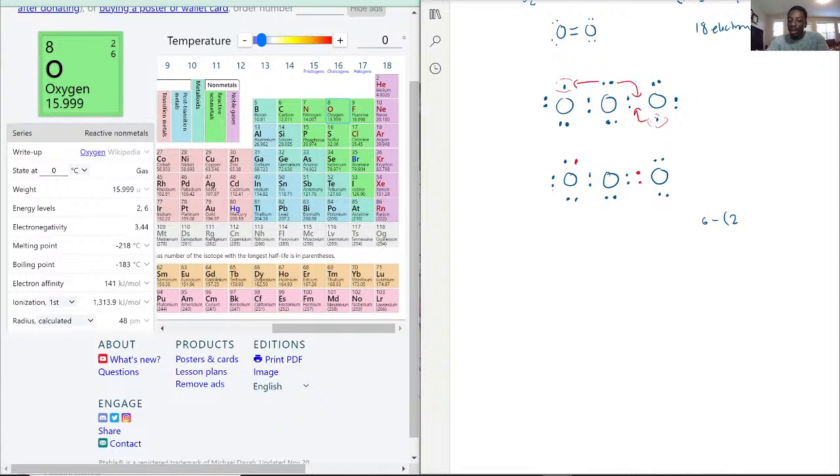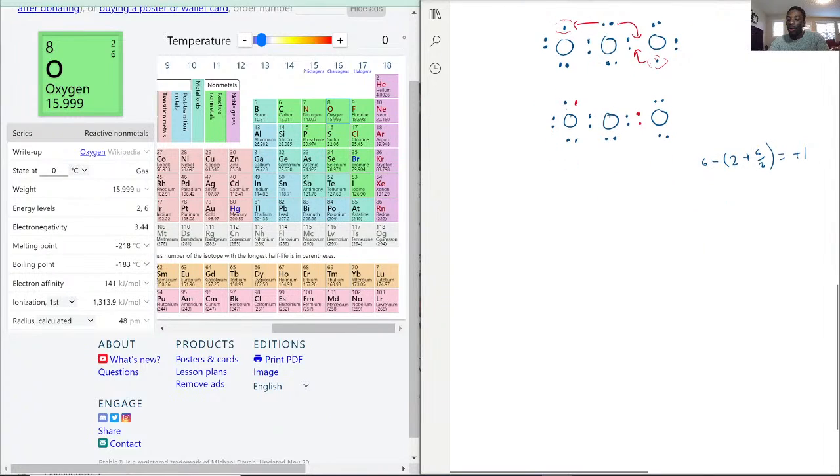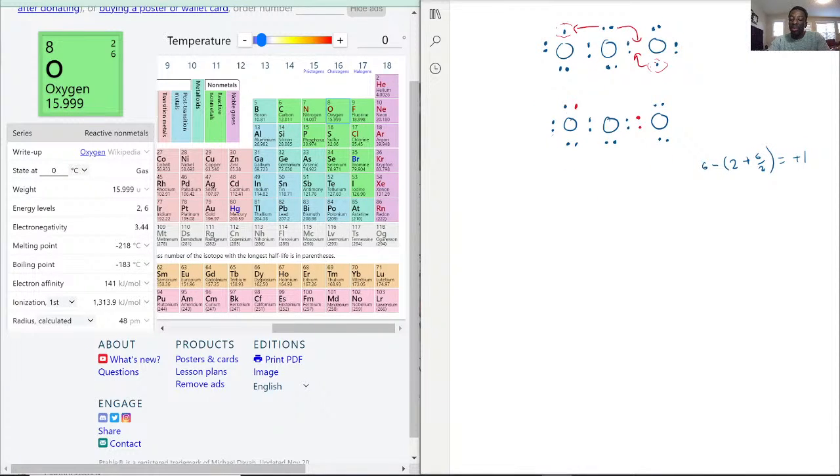Only 2 electrons, and it's sharing around itself 6. So that's 2 plus 6 over 2, which is 3. That's 5. So this oxygen is plus 1, which makes sense. It's doing more than it should. And you notice that because we have a plus 1 and ozone is a neutral molecule, you're going to have one of the oxygens be a minus 1.